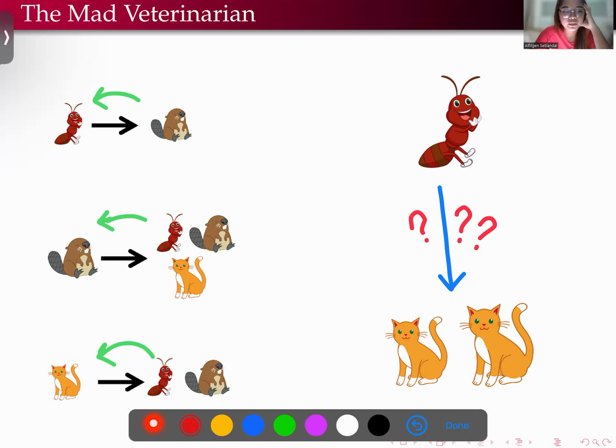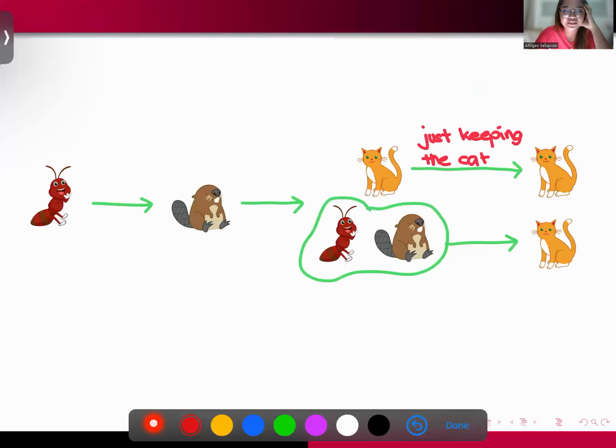Well, we can try by using the machine. If we put the ant inside, it produces a beaver. And the beaver produces one ant, one cat, and one beaver. And if we just keep the cat, we don't use the machine on it again, and we put the beaver and the ant inside, then it will produce another cat. So to answer the question, yes.